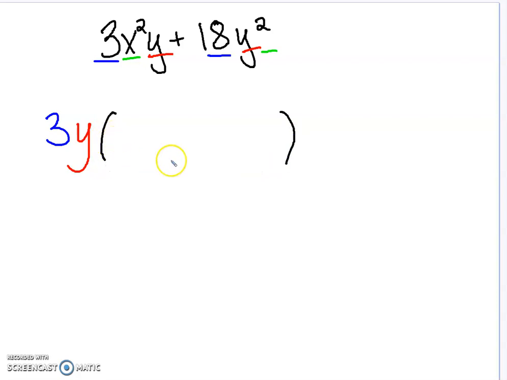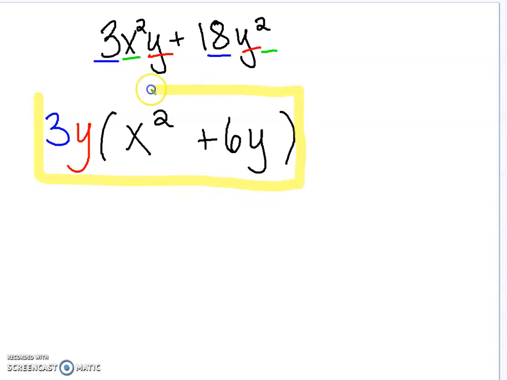And then we need to determine what is the other factor. So 3y times what would give us 3x squared y? Well, all we're missing is our x squared. And then 3y times what would give us 18y squared? Well, 3 would have to be multiplied by 6 to give us 18, and we're missing one single y. So these are the factors of 3x squared y plus 18y squared.